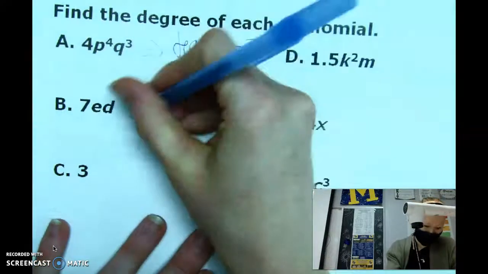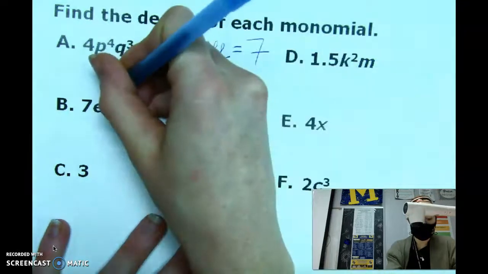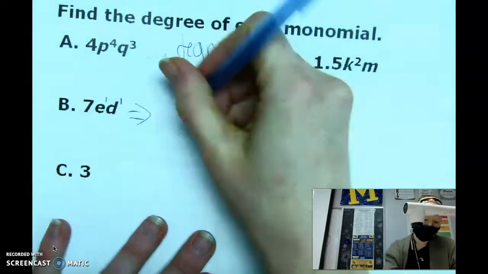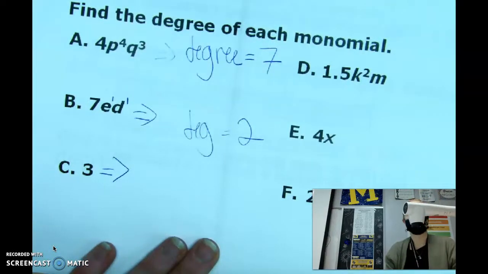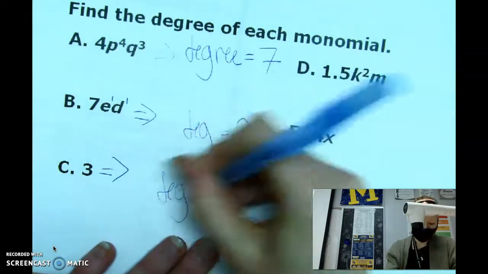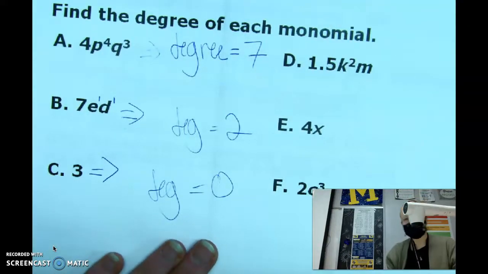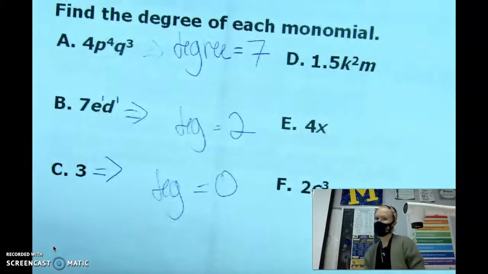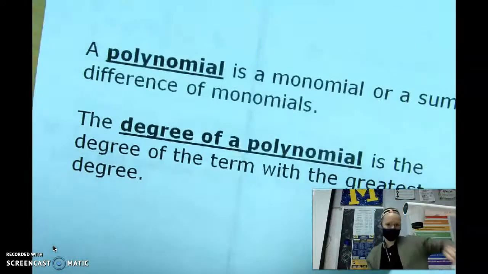What about for problem B? This should be quick. What's my degree? Does that help? I have 1 e and 1 d, so my degree is 2. And then this last one, how many variables do I have? Yeah. So whenever you have no variables, your degree is 0. Does that make sense? It does help if you put an imaginary 1 next to your variables if you're counting the degree. I think it helps.